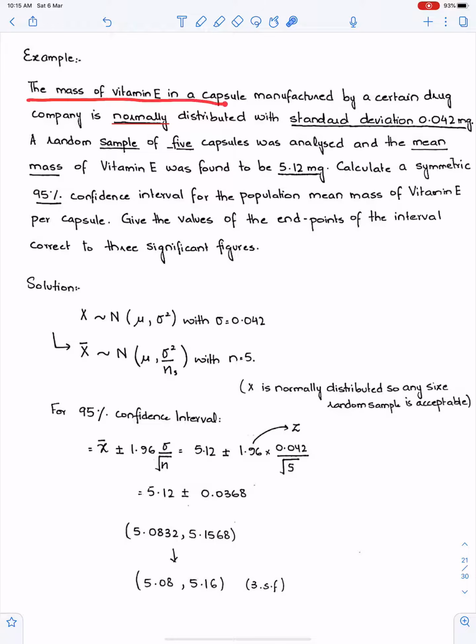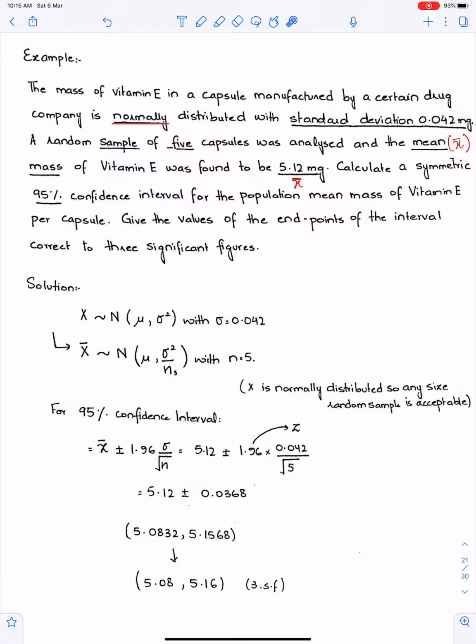The mass of vitamin E in a capsule manufactured by a certain drug company is normally distributed with known variance or standard deviation. A random sample of size 5 capsules was analyzed, and the mean, this is the sample mean, x bar, mean mass of vitamin E was found to be 5.12. Make sure you understand the information of the question very well. Calculate a symmetric 95% confidence interval for the population mean mass of vitamin E per capsule. Give the values to three significant figures, no problem.